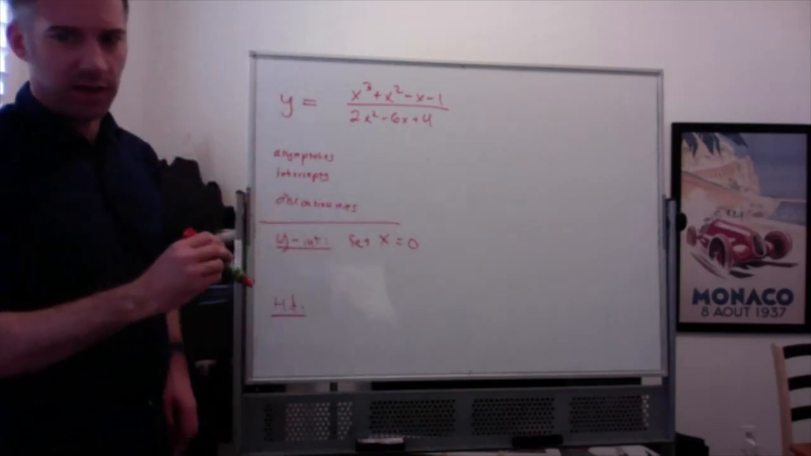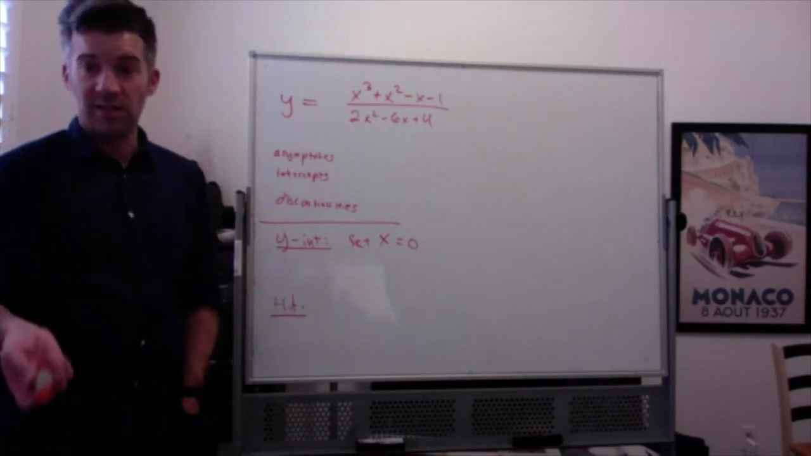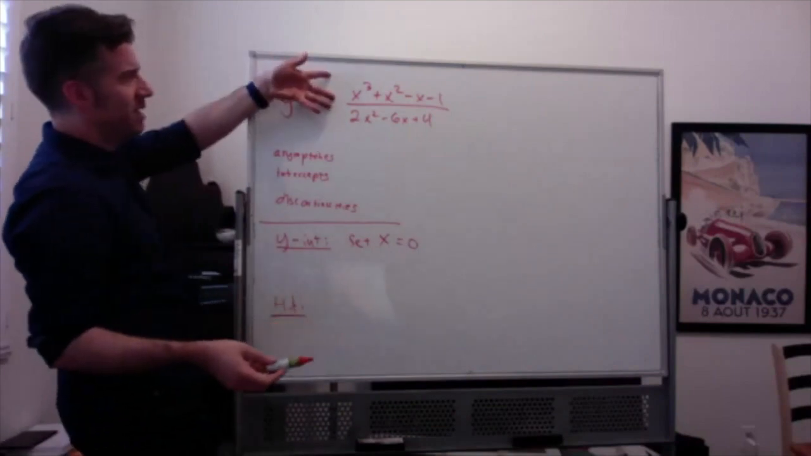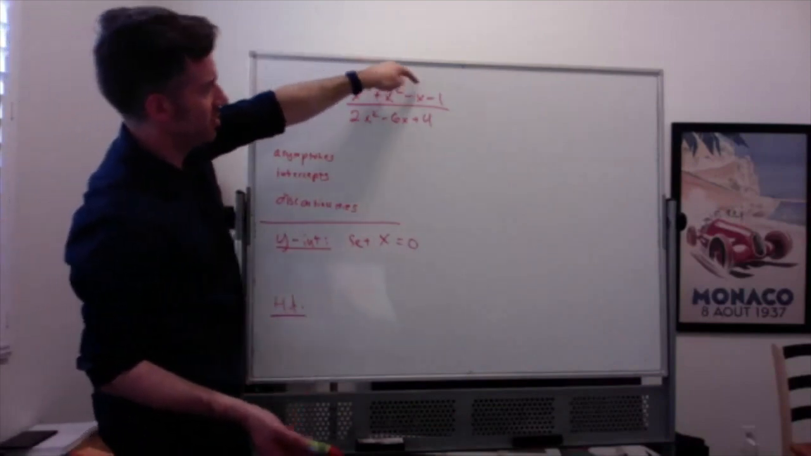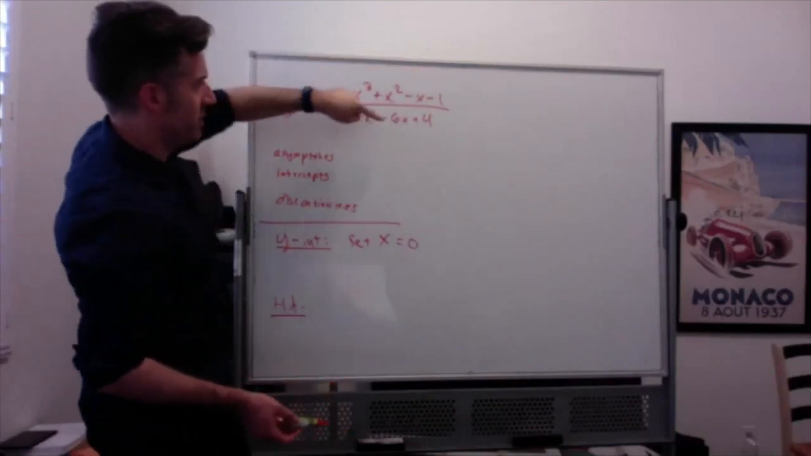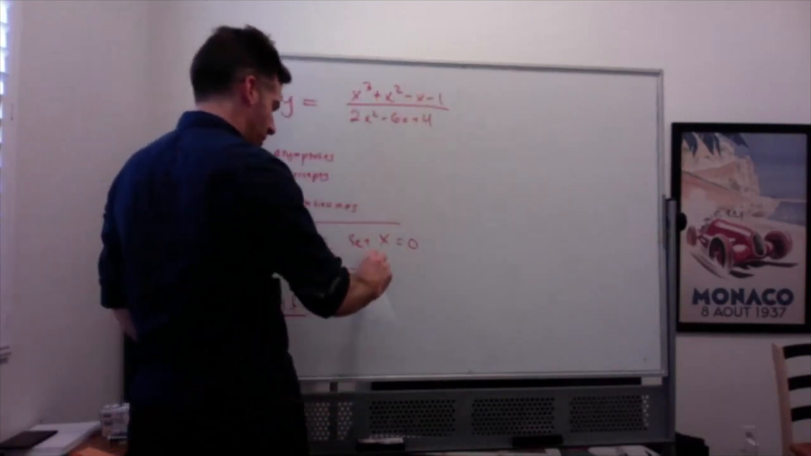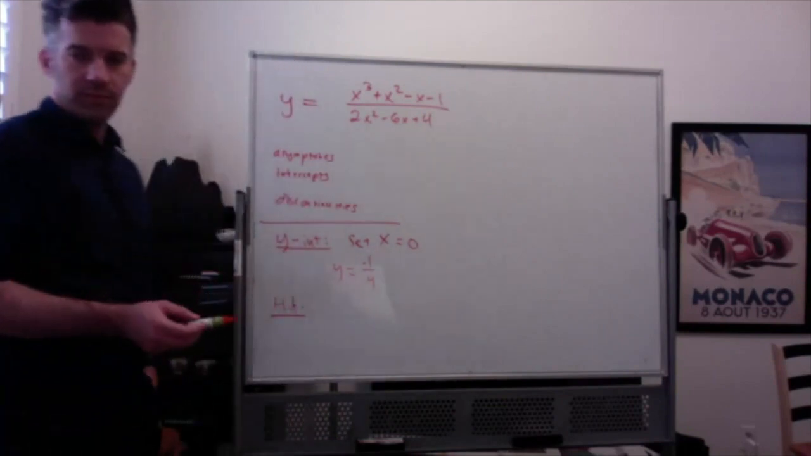After this problem, we'll take a break. To find the y-intercept, you set x equal to 0. So I set x equal to 0. It's super easy to see. If x is 0, I get 0 plus 0 minus 0 minus 1 over 0 minus 0 plus 4. So if x is 0, y is negative 1 on top, 4 on the bottom.